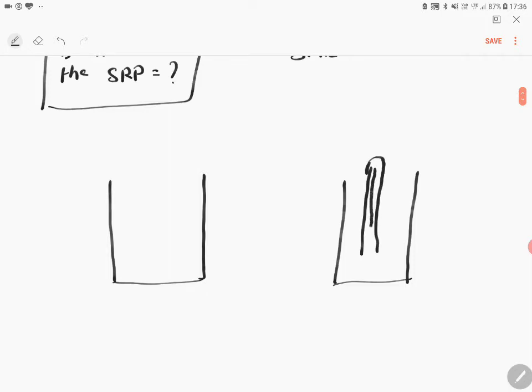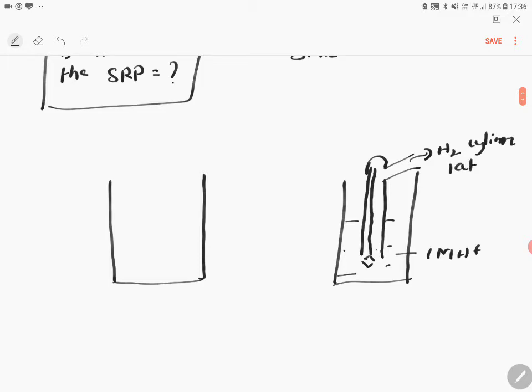You have a platinum wire, and at the end you have platinum black here. You have here 1 molar solution of H plus, and this is your hydrogen gas, connected to the hydrogen cylinder. This is also at 1 atmosphere because it is standard hydrogen electrode. So this is your platinum black. All of you know why the platinum black is used.